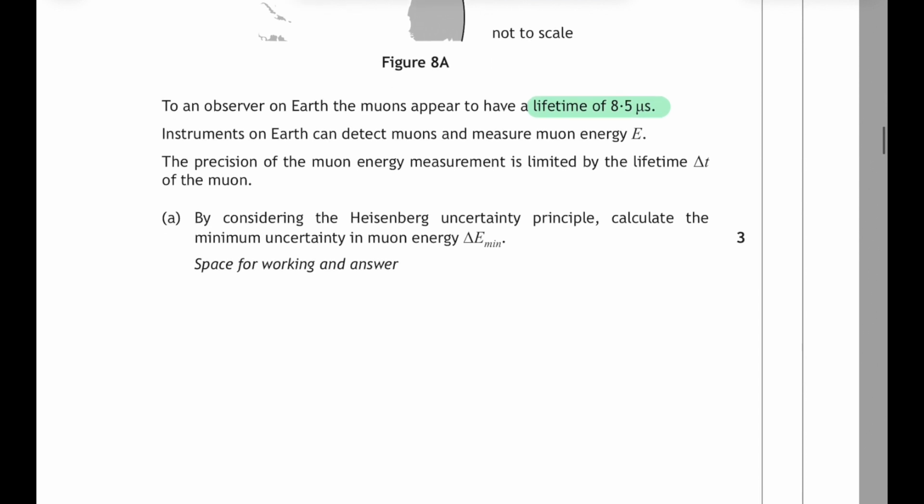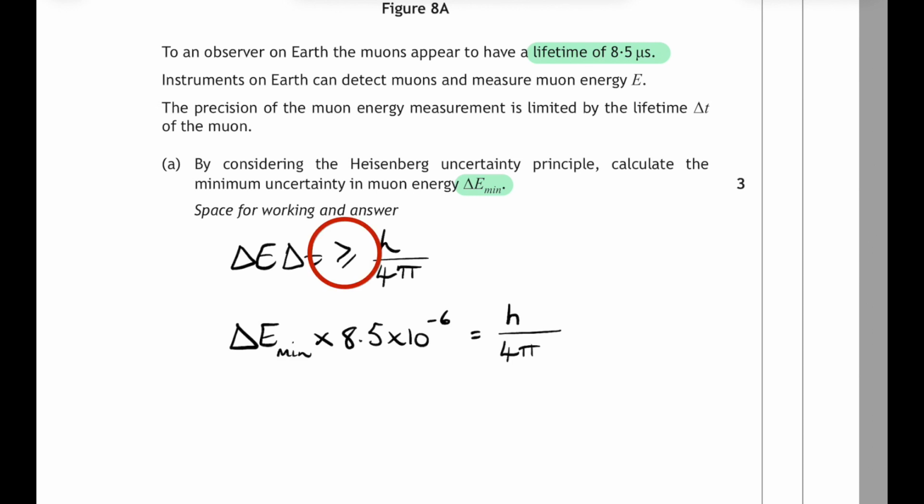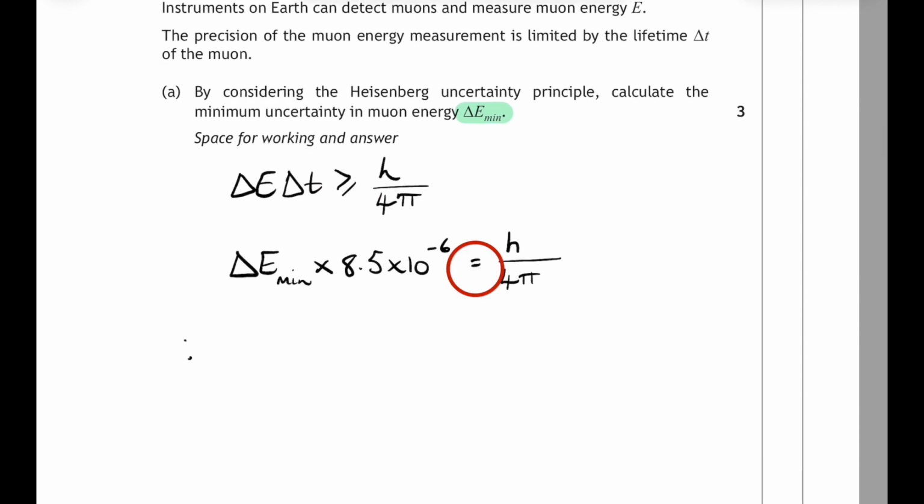Well, straight to your relationship sheet here, and we're going to write down the version of the Heisenberg uncertainty principle that has energy and lifetime in it. So delta E delta T is greater than or equal to h over 4 pi. If it's the minimum uncertainty in the muon energy, delta E min, that we're looking for, then delta E min times the lifetime, 8.5 times 10 to the minus 6, will be equal to h over 4 pi. You can only change the inequality sign into an equal sign when you specify that it's delta E min that you're looking for, and substitute in the lifetime.